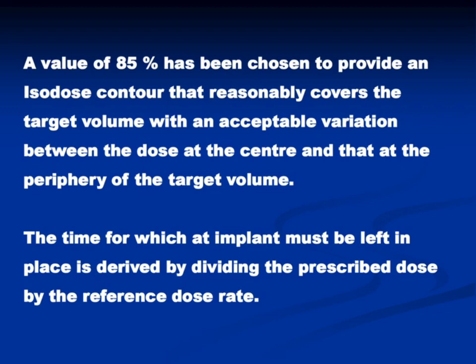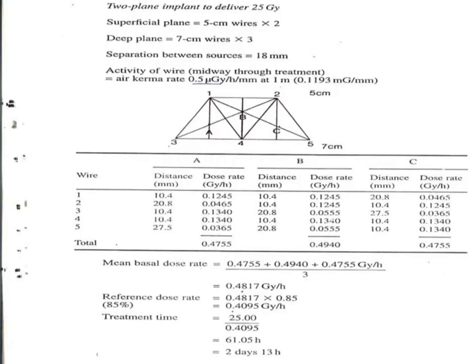The Paris dose calculation is based on the distribution of sources in the central plane, that is the plane at right angle to the axis at the midpoint of the sources. First we calculate the basal dose rate, which represents the dose in the center of the implant volume and is defined as the dose rate at the point in the middle of a pair or a group of sources where the dose rate is lowest. That is the basal dose rate.